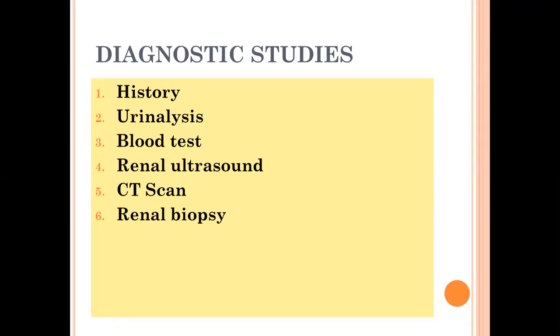Next is renal ultrasound. Renal ultrasound is mainly done to check the size of the kidney, and to check for any obstruction in the kidneys. Next is CT scan. CT scan mainly reveals the obstruction or the presence of lesions or pouches. In the case of polycystic kidney disease, there is a presence of pouches filled up with fluids. To detect all those conditions, CT scan is done.